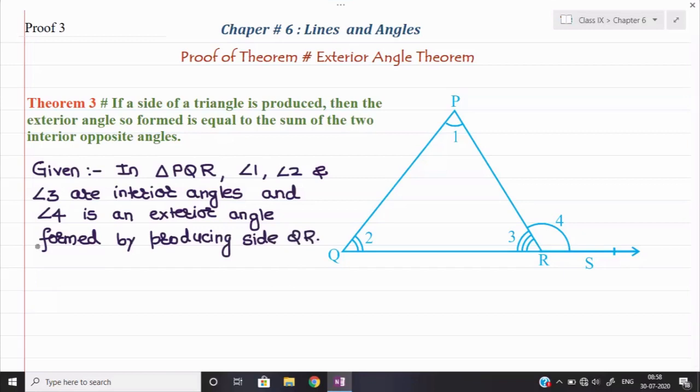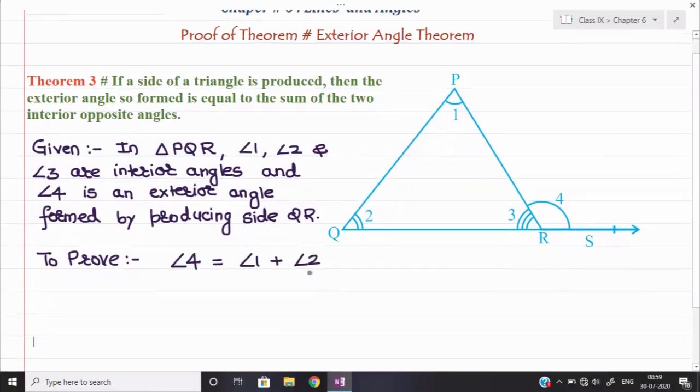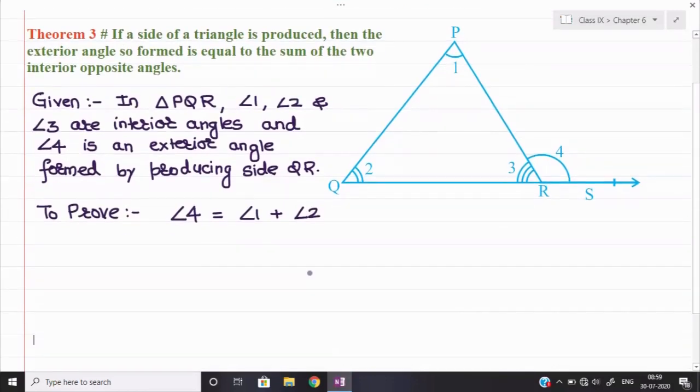Okay, now what we need to prove in this question? So let us write down the to prove section. We have to prove here angle 4, which is exterior, is equal to the sum of two interior opposite angles, that is angle 1 and angle 2. Now remember, here you can use any theorem which is proved earlier. For example, we have proved earlier the angle sum property, that you can use. If vertically opposite angles come up, that also you can use. And even you can use linear pair.